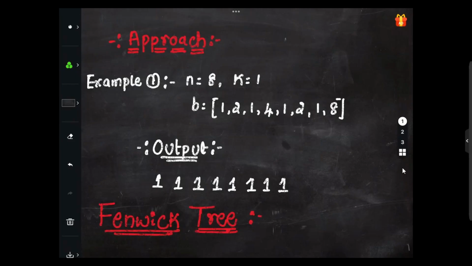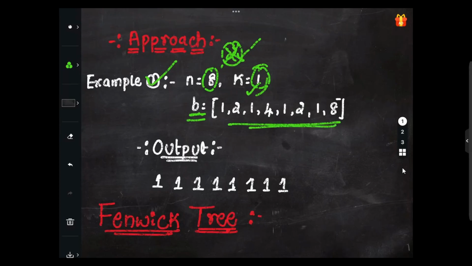So I have considered the same first example that they have given in the question, right? So n we have been given 8, k we have been given 1. Initially whatever they have given indicates 2 inputs, so that one I have not considered here. I have considered n, k as well as the b accordingly with the question. So n is 8, k is 1, and b is 1 2 1 4 1 2 1 8.